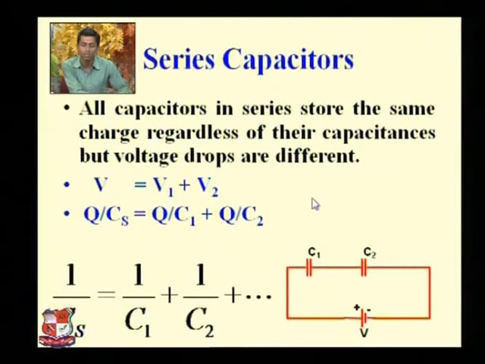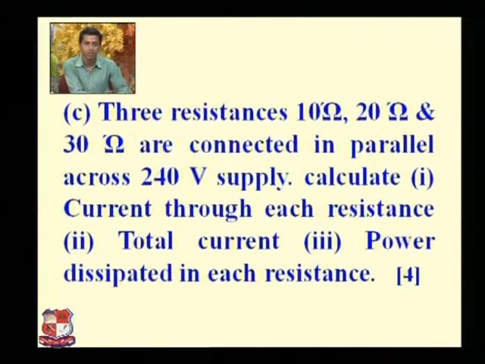So for 6 marks, it is enough to write down both figures and the equations. Okay, next question number C. Three resistors of 10 ohm, 20 ohm and 30 ohm are connected in parallel across a 240 volt supply. Calculate the current through each resistance and the total current, and the power dissipated in each resistance. Question for 4 marks.